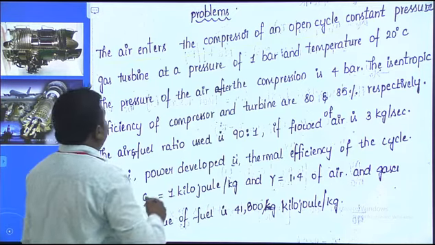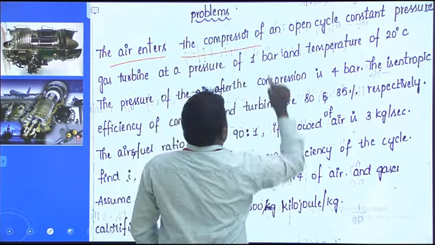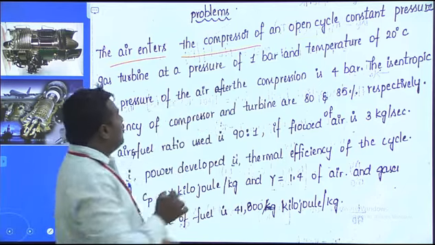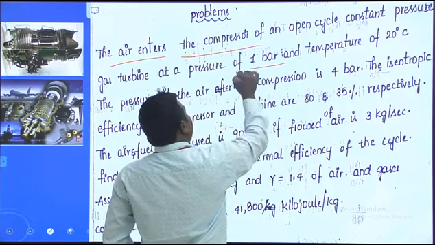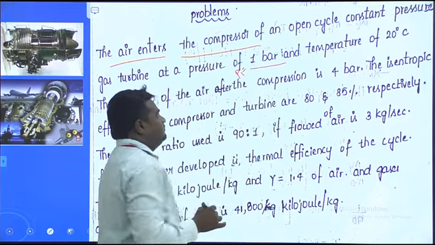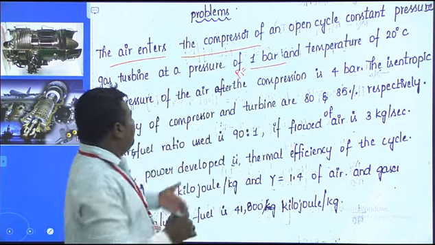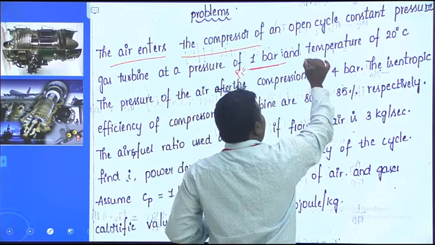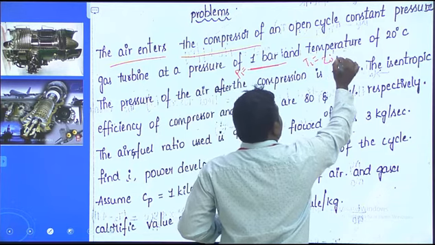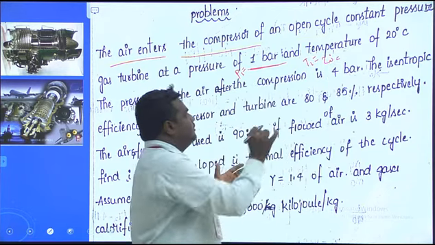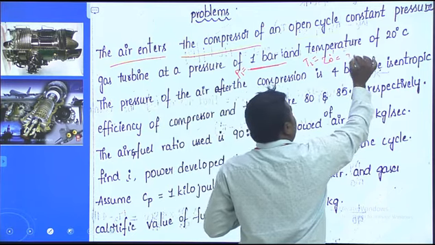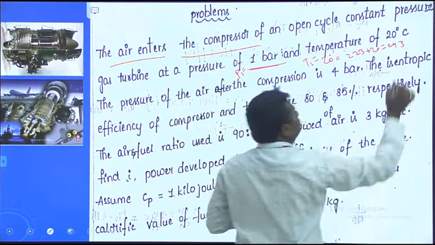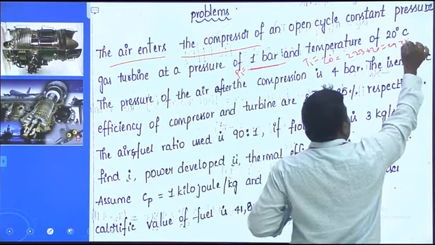Air enters the compressor of an open cycle constant pressure gas turbine at a pressure of 1 bar. That means the initial pressure P1 is 1 bar, and the temperature T1 equals 20 degrees centigrade. We have to convert degrees to Kelvin: 273 plus 20 equals 293 Kelvin.